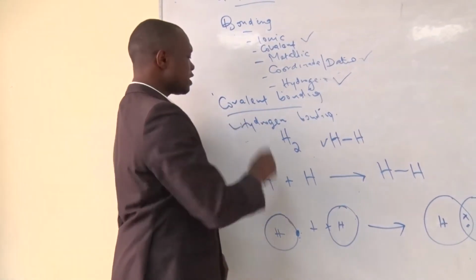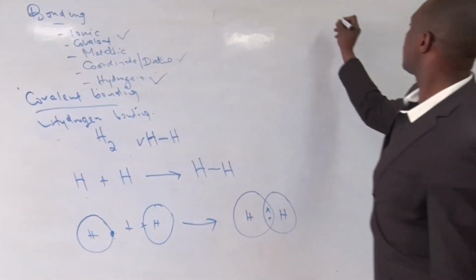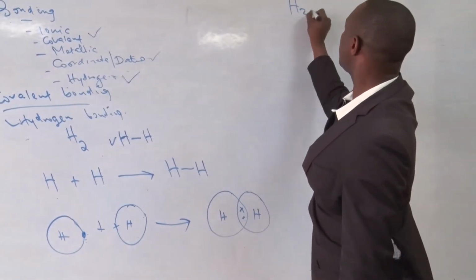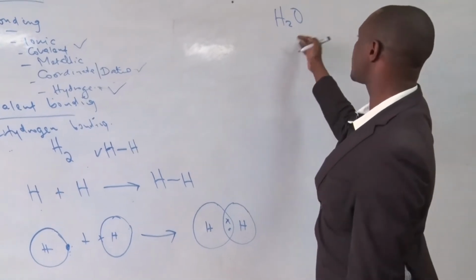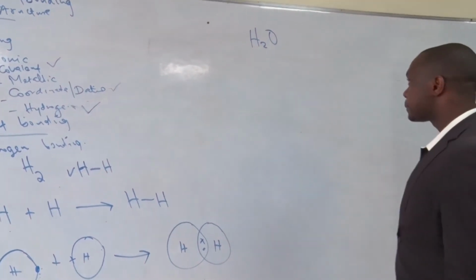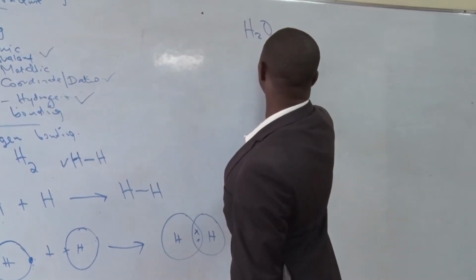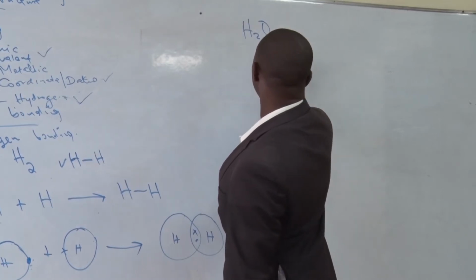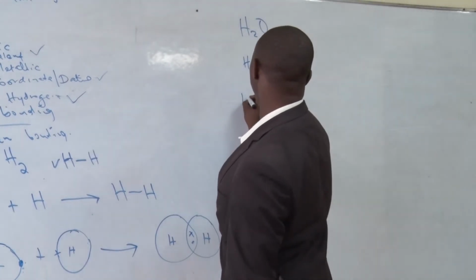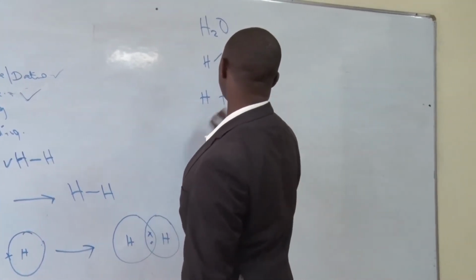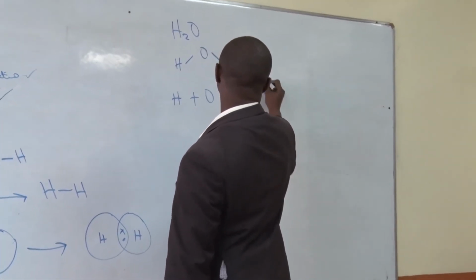Another example of covalent bonding is what we see in the water molecule. Water molecule is H2O. That is two atoms of hydrogen plus one atom of oxygen. And we know that water forms a structure like that. That is the bonding. That is, we have hydrogen plus oxygen to form water. Okay?